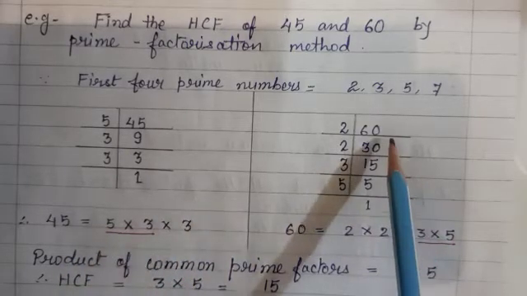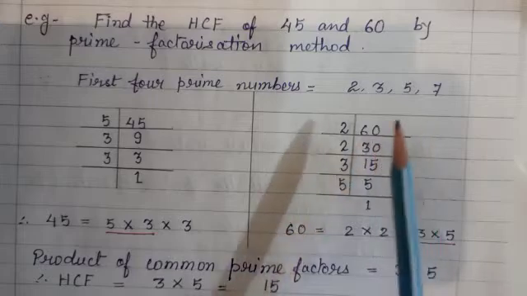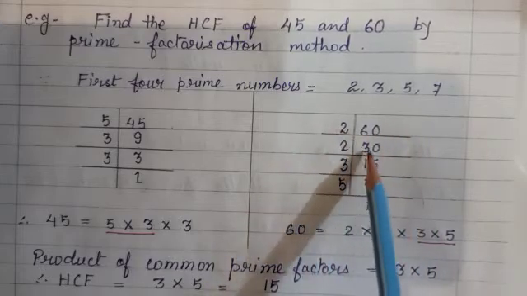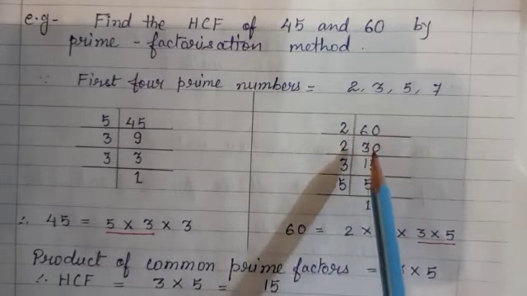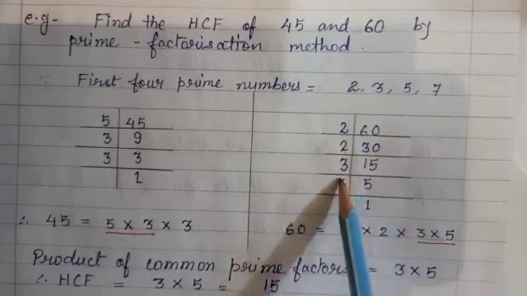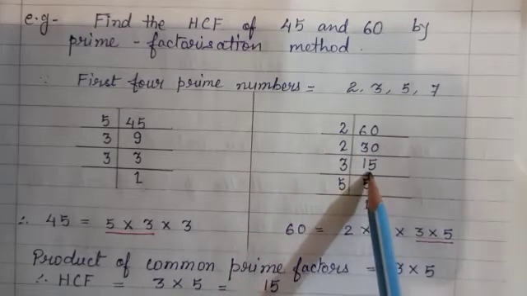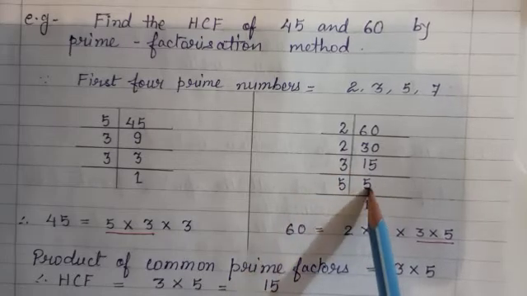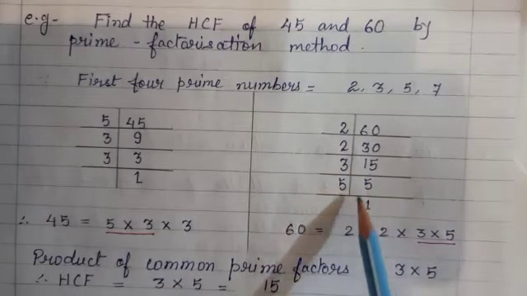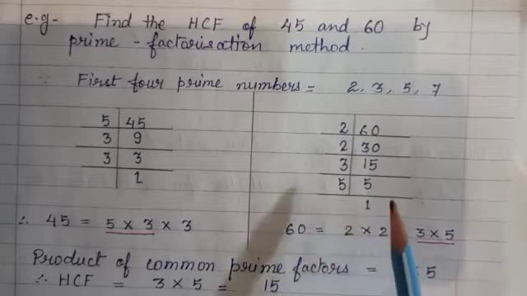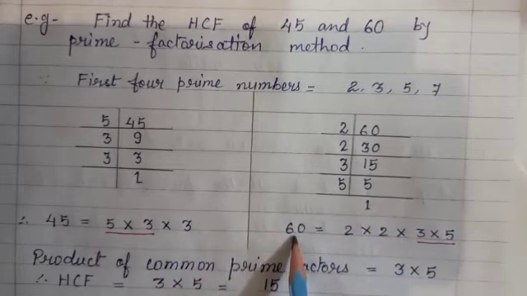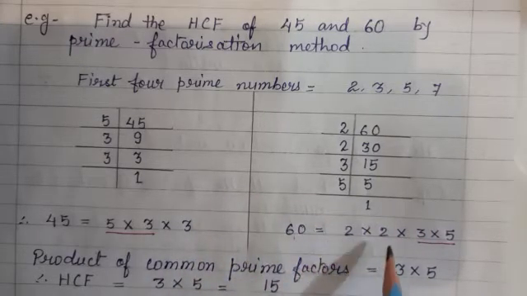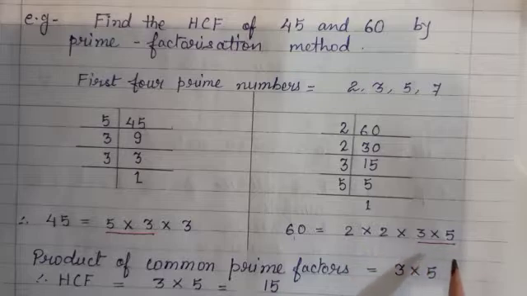On this side, 60. It is an even number, divisible by 2. So 2 thirties are 60. 30 is again divisible by 2. When we divide, we get 15. 15 is divisible by 3. 3 fives are 15, and 5 we divide by 5. Finally we get 1. So the prime factorization of 60 is 2 into 2 into 3 into 5.